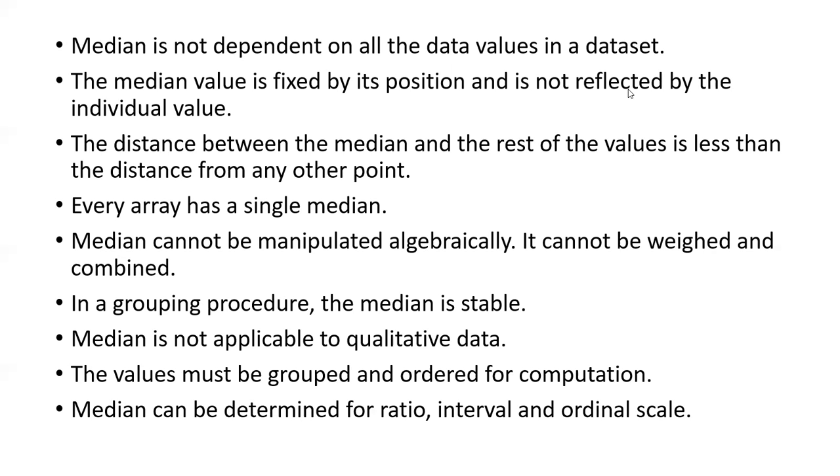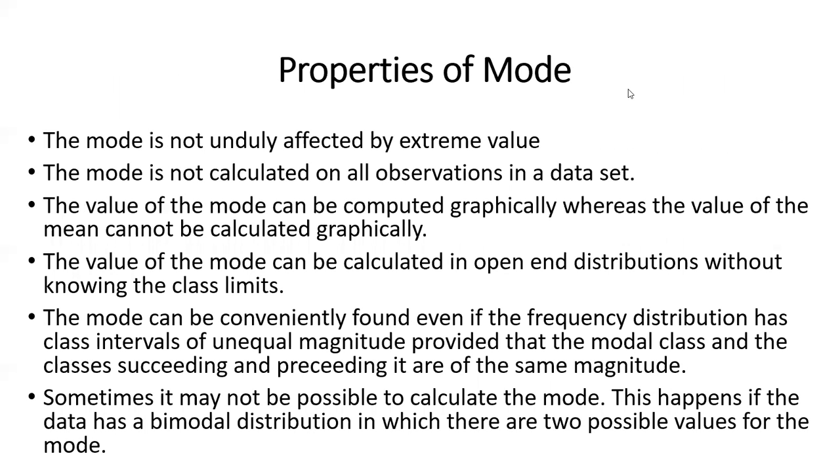Then the median can be determined for the ratio, interval, and ordinal scales. It cannot be determined for categorical scales; it can only be determined for the ratio, interval, and ordinal scales. Basically, it starts from the ordinal scale only, where the data is arranged in a particular order. Now let's see the properties of mode.